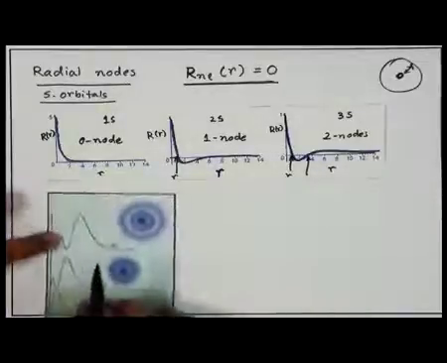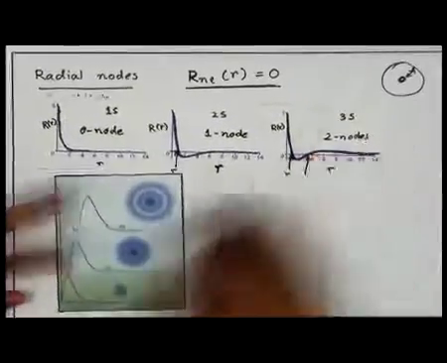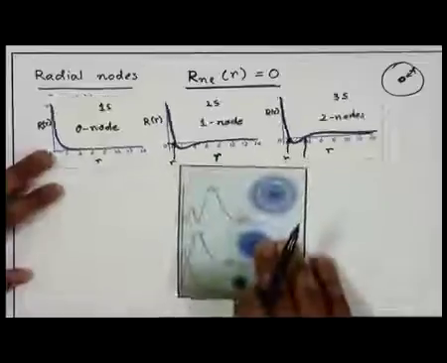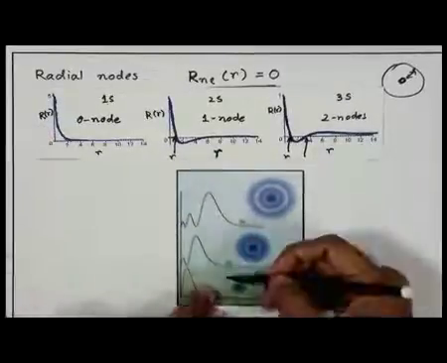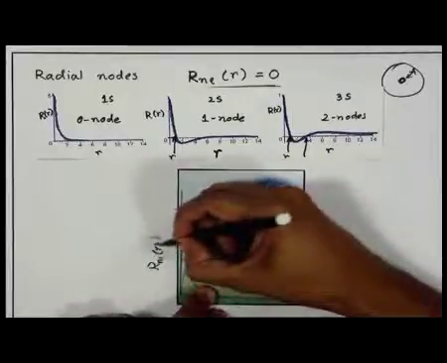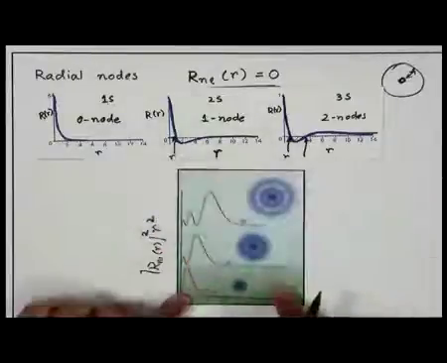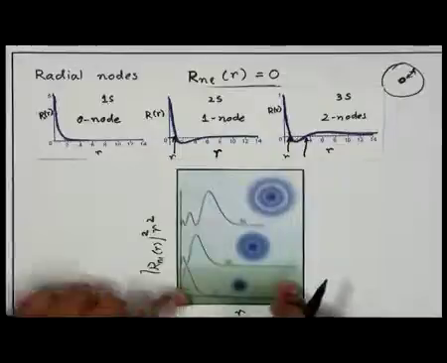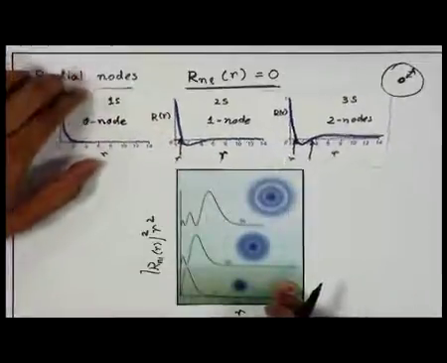I can show that in another way. What I am plotting in this picture is, on the y axis, R_nl squared multiplied by r squared, and on the x axis you have the distance. This is called the radial distribution function.